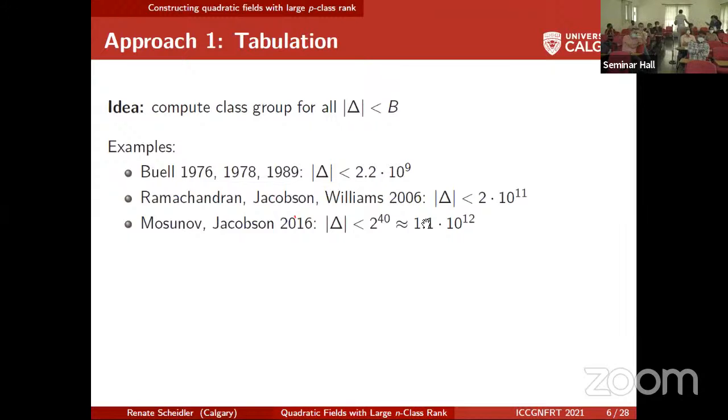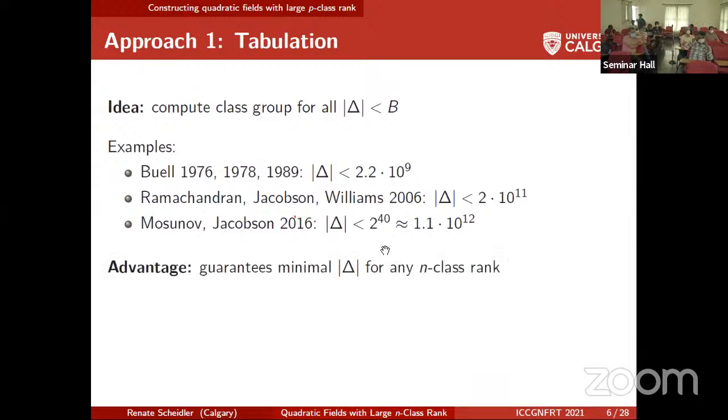This was extended in the 2 theses out of University of Calgary that I mentioned before, first to about twice 10^11, and then a little bit bigger to 10^12. And so basically they computed all the class groups for all those discriminants up to these bounds in absolute value. The advantage of this is that you can guarantee a minimal discriminant for each n class rank.